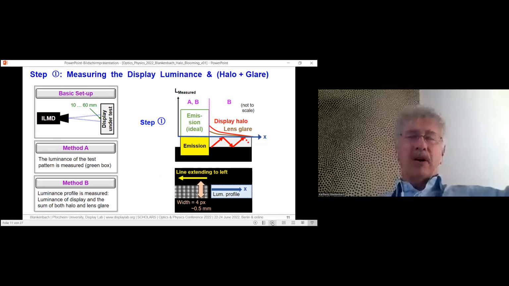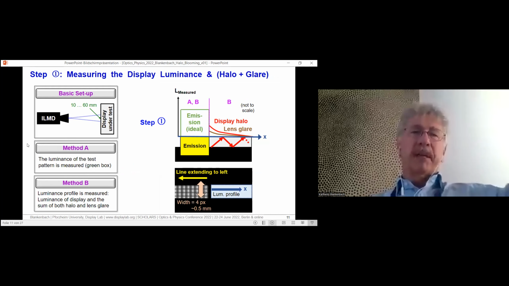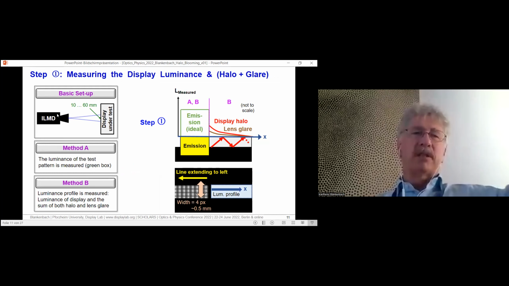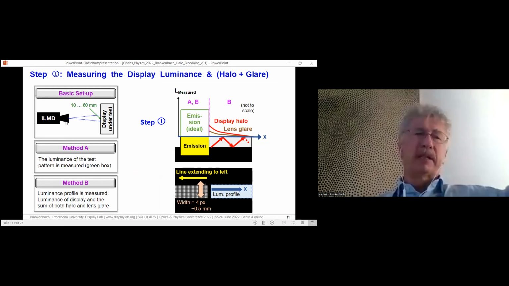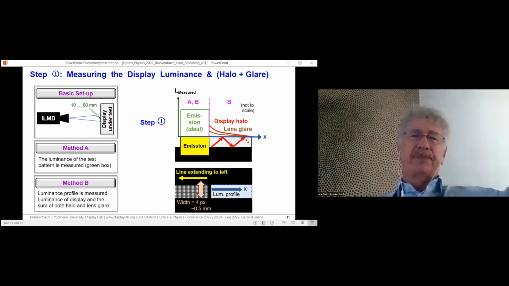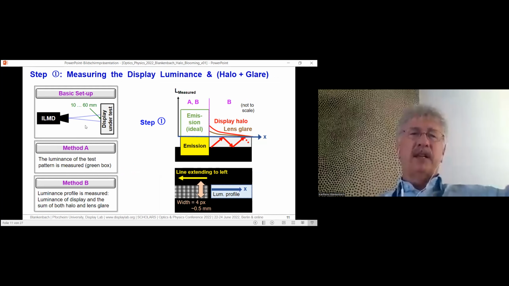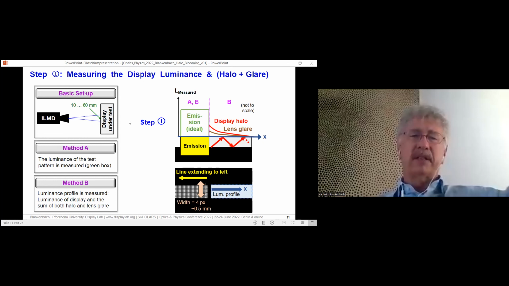So now let's start with our 5-step method. The basic setup is we use an imaging luminance measurement device. That's a calibrated camera for luminance and color. We have a display under test. We measure perpendicular in the center. So basically, we investigate so-called profiles we can get out from the software of this measurement device and instrument systems.